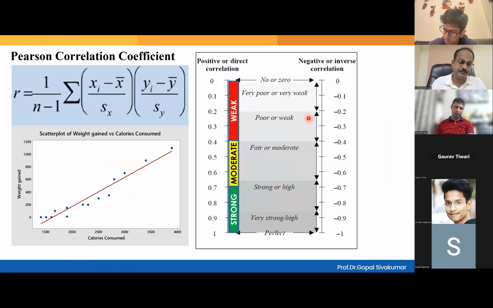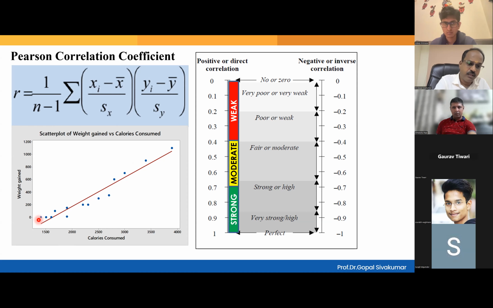Now I am showing another scatter diagram here. Look at this scatter diagram. What is the x factor here? Calories consumed. What is the y factor? Weight gain. Do you think both are continuous variables? Yes, both are continuous variables. So the scatter diagram is plotted and the results are the blue color dots. Now tell me, what kind of relationship is it? Is it strong, perfect, moderate, or weak? What is your opinion? It's a perfect positive. Oh, this time also you want to call it perfect?